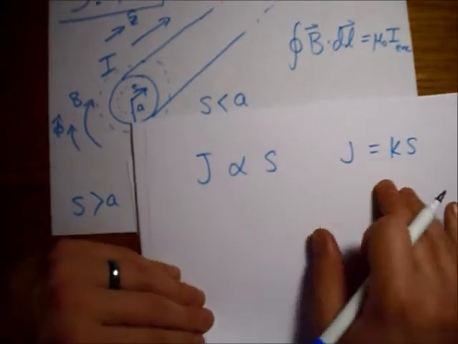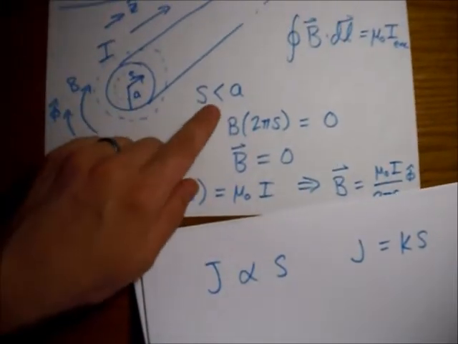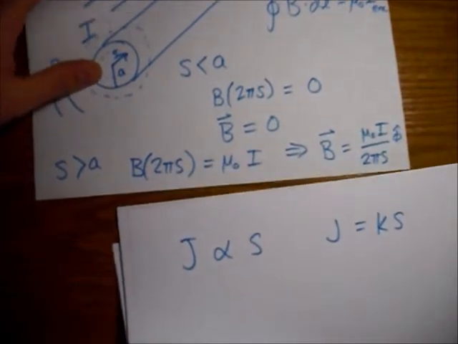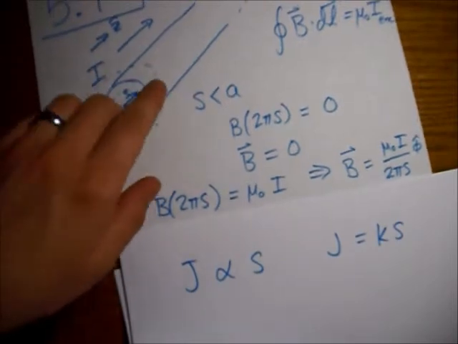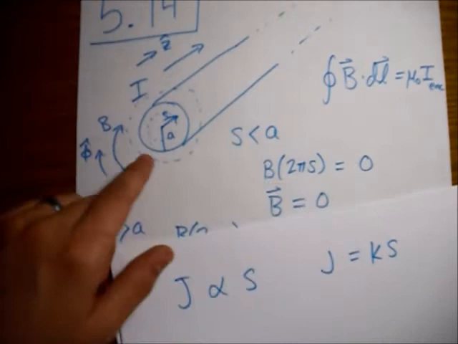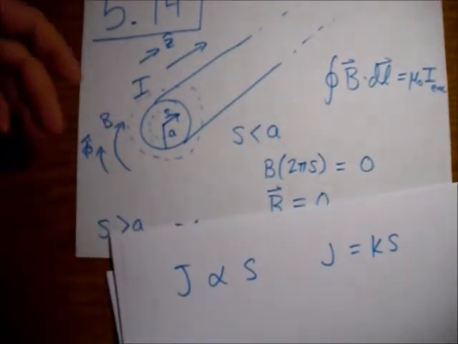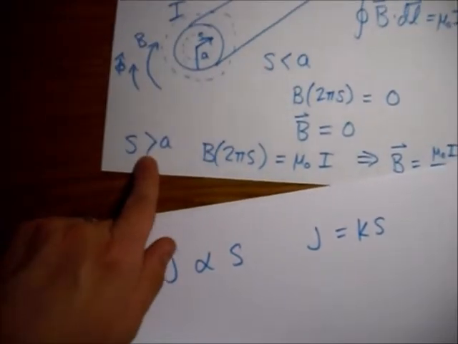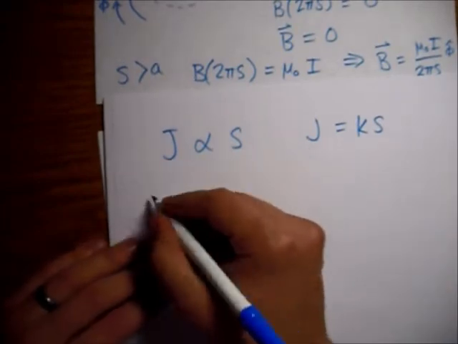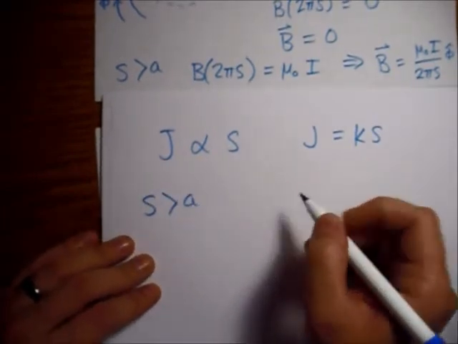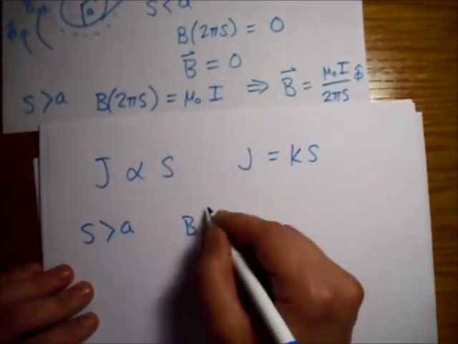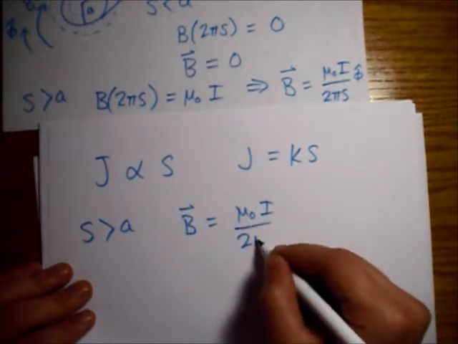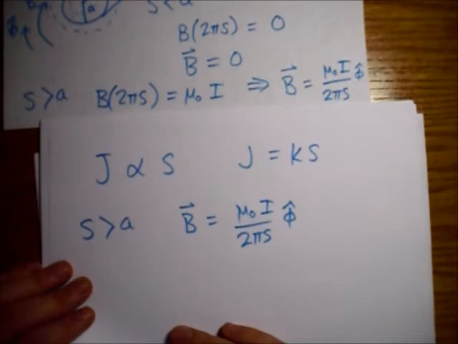This is going to play a big role when we find the magnetic field on the inside of the wire. However, our last little easy part here, when we find our magnetic field on the outside of the wire, the enclosed current is still just I. I is the total current going down the wire in both cases. So that means our answer is going to be the same for S greater than A as it was in the previous part. So let's just write that down first. For S greater than A, we'll just copy down our answer from before. The total enclosed current is still I. Mu naught I over 2 pi S, phi hat, that's our magnetic field outside the wire.